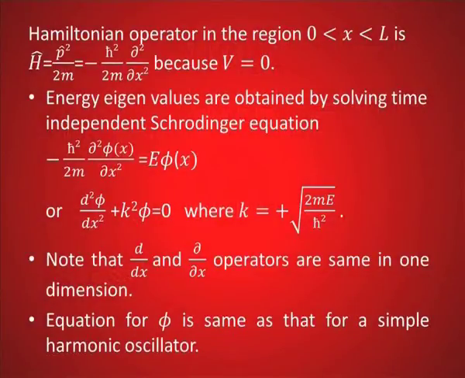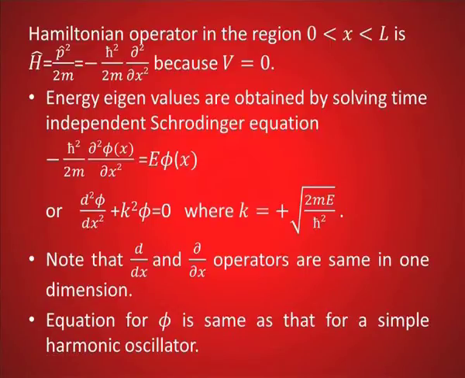The Hamiltonian operator in the region x greater than 0 and less than L is H equal to p squared by 2m operator, which is minus h bar squared by 2m ∂²/∂x², because the V term, that is the potential, is 0. Now, the energy eigenvalues are obtained by solving the time independent Schrodinger equation, minus h bar squared by 2m ∂²φ/∂x² equal to E φ, and this is in the form d²φ/dx² plus k² φ equal to 0, where k is the square root of 2mE by h bar squared.